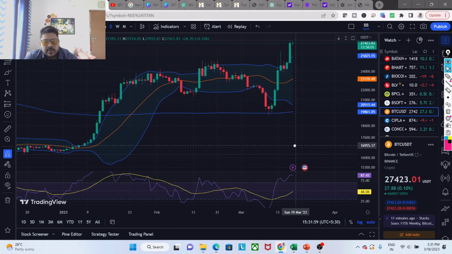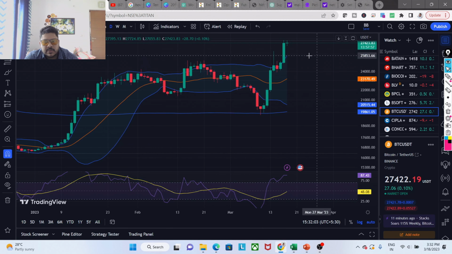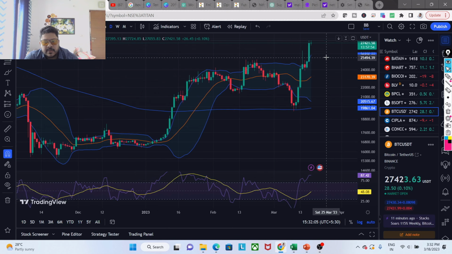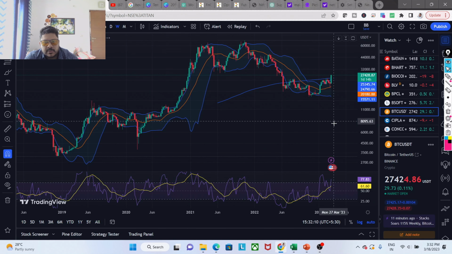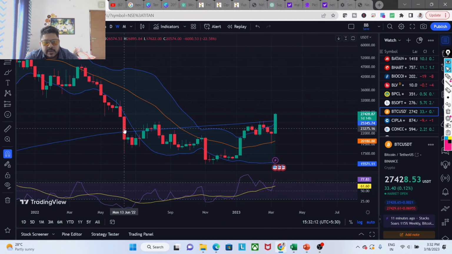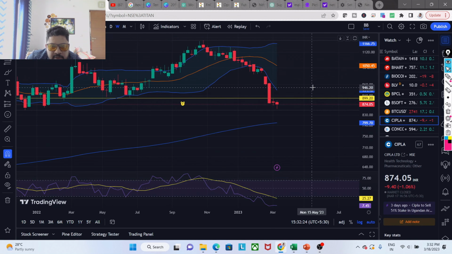Daily chart, you see Bitcoin is moving absolutely fantastic. It has hit 27,423 right now. Okay, if you see this on a weekly chart, you will understand. Weekly, the candle is closing above 200, which is a very positive sign for Bitcoin. It can hold, it can run from here. Let's look at weekly charts only.